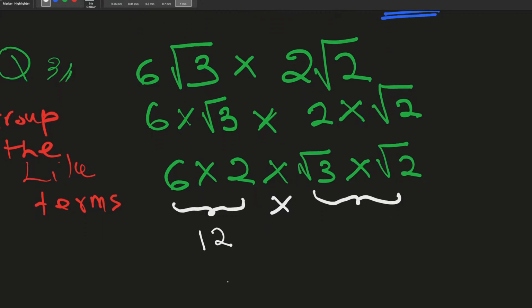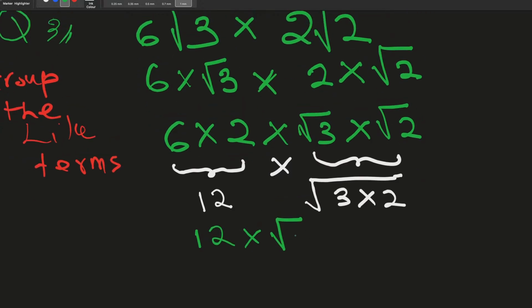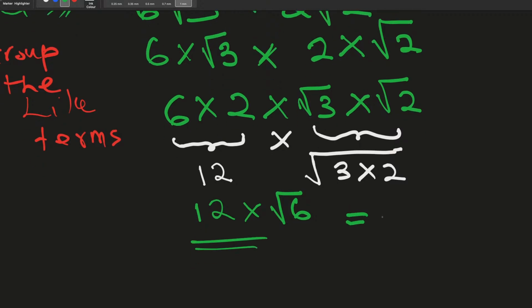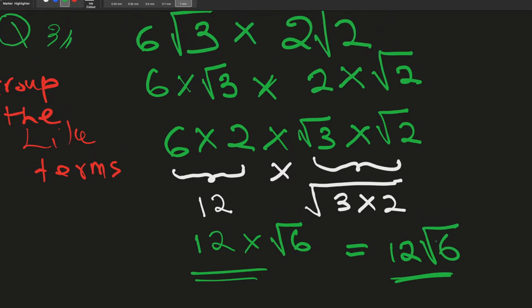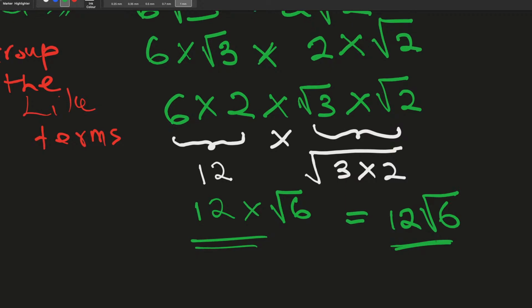Okay, this is the same as saying that the square root of 3 times 2, and that will be 6. So 12 multiplying the square root of 6. Therefore, our answer can be written as what? 12 root 6. Very beautiful and simple. Okay, let's look at the last part of the example that will be given.